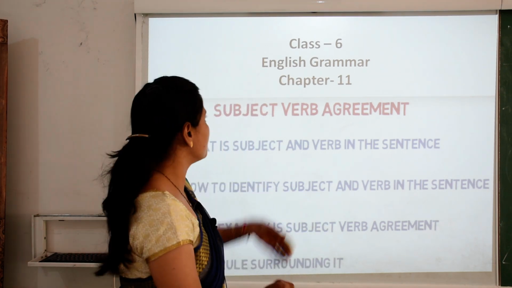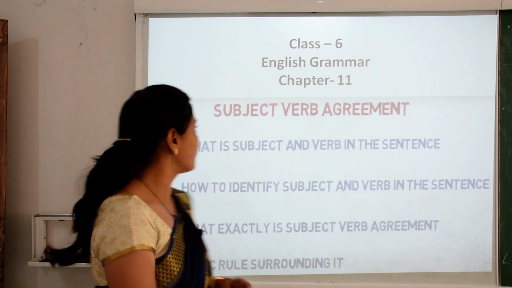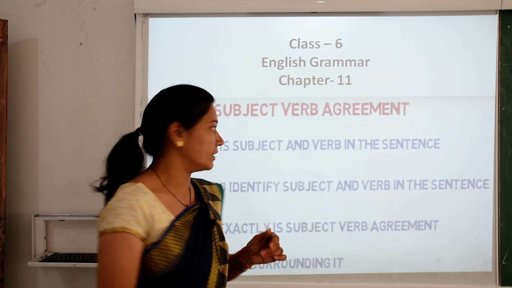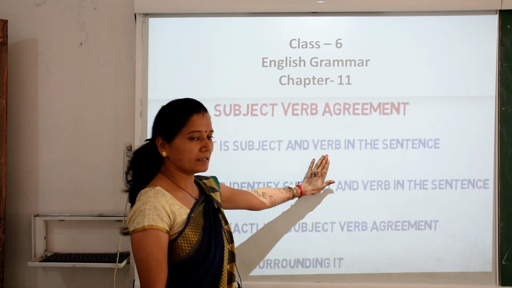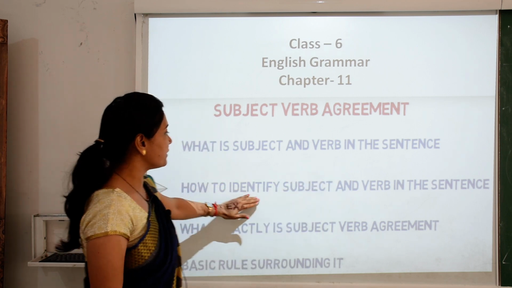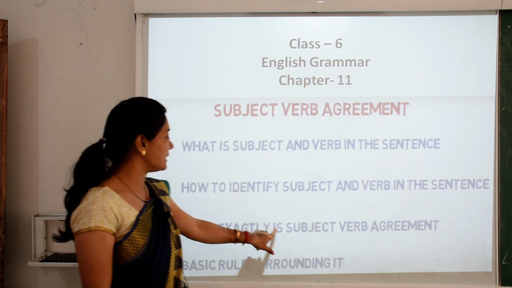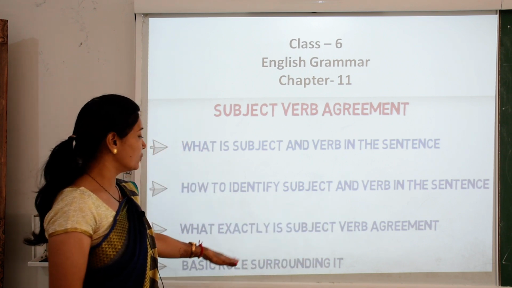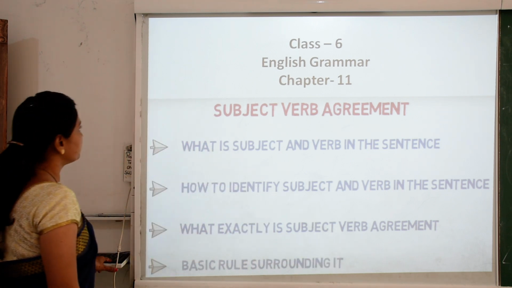Today I am going to teach you chapter number 11 of your English grammar book, and the name of the chapter is subject verb agreement. Sorry, this is chapter number 12. Okay, so in this video we will learn what is subject and verb in the sentence, how to identify subject and verb in the sentence, what exactly is subject verb agreement, and the basic rules surrounding it. So let's start this video.